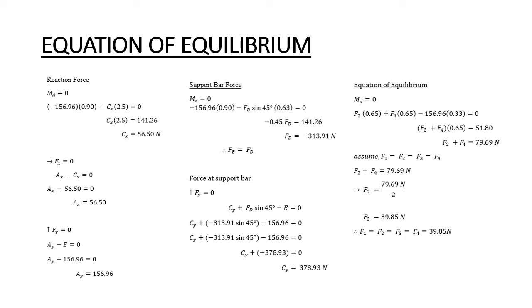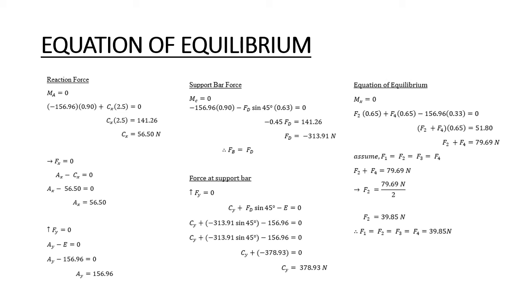As the F2 and F4 are the same value as I said before, so we write bracket F2 plus F4, bracket of another bracket 0.65 equal to 51.80, so that the force 2 plus force 4 is equal to 79.69 Newton.